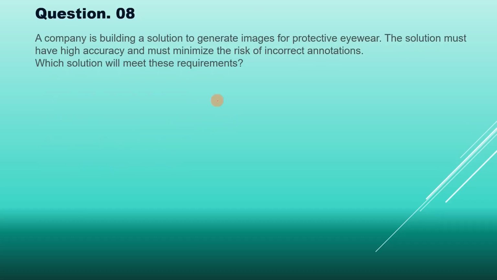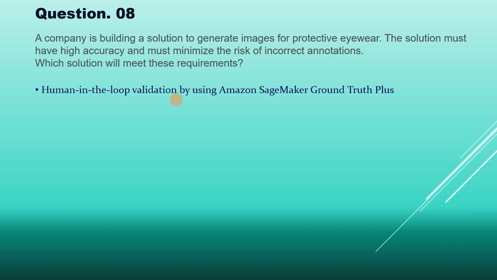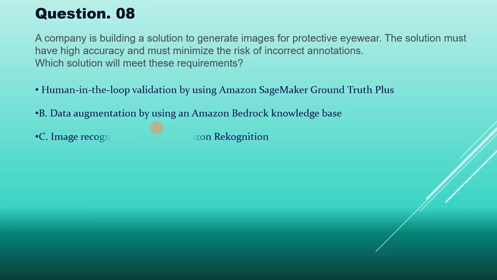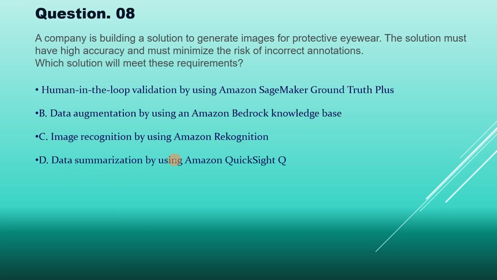Now question number 8. A company is building a solution to generate images for protective eyewear. The solution must have high accuracy and must minimize the risk of incorrect annotations. Which solution will meet these requirements? Here are the options: A, human in the loop validation by using Amazon SageMaker Ground Truth Plus. Option B, data augmentation by using an Amazon Bedrock knowledge base. C, image recognition by using Amazon Rekognition. D, data summarization by using Amazon QuickSight Q.